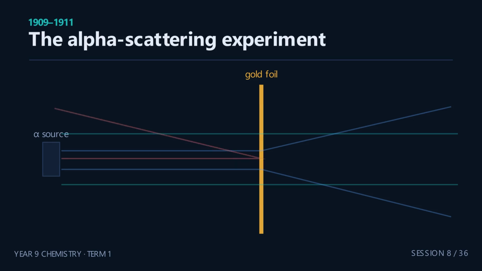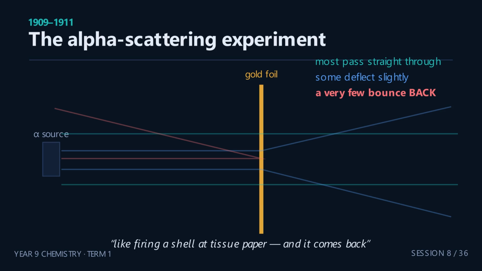Rutherford said it was like firing a shell at tissue paper and having it come back and hit you. The plum pudding model predicted only tiny deflections because its positive charge was spread out and soft. Something was very wrong with the pudding.